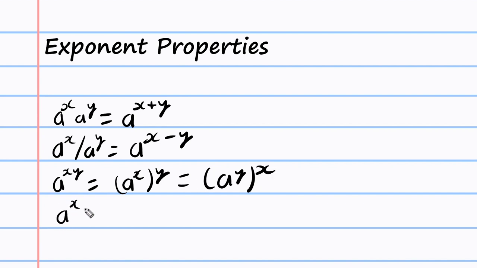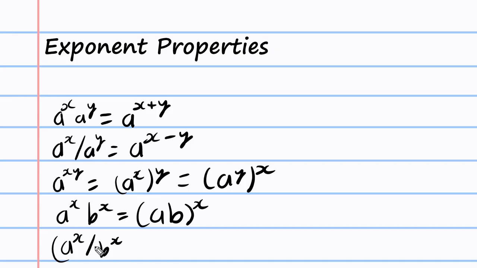If you have a to the x times b to the x, that's equal to ab to the x power. You can almost factor out the x from a and b. And a to the x divided by b to the x equals a divided by b to the x power. So those are just some exponent properties. It's a good idea to memorize them.